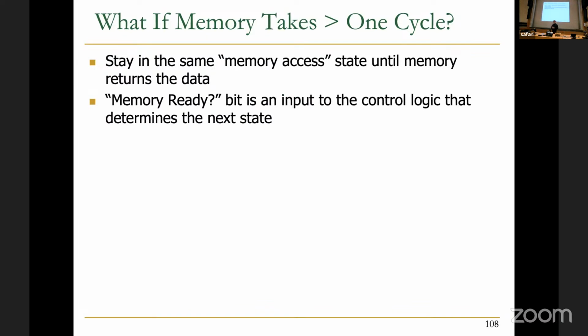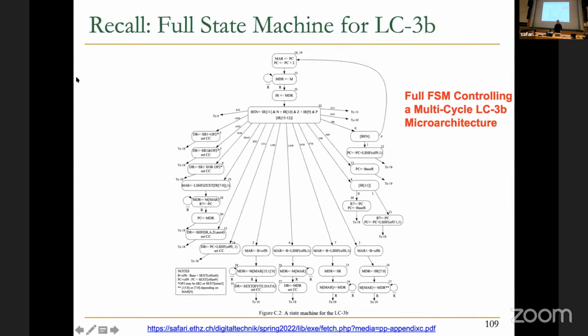You supply the address and basically enable the memory, and that memory at some point says, oh, I set the memory ready bit, which means that my output is ready. You take this and use this as an input into the control logic that determines the next state. So let's take a look at this. We've actually seen this. This is from LC3B. If the memory takes longer, you check the ready bit. So if you're in this state, and if the memory is ready, go to the next state. Good, take the data value from the memory data register and put it into the instruction register. If you're in this state, but if the memory is not ready, well, stay until memory is ready.